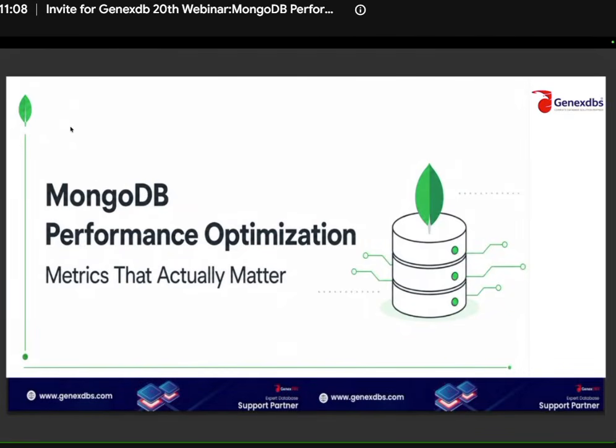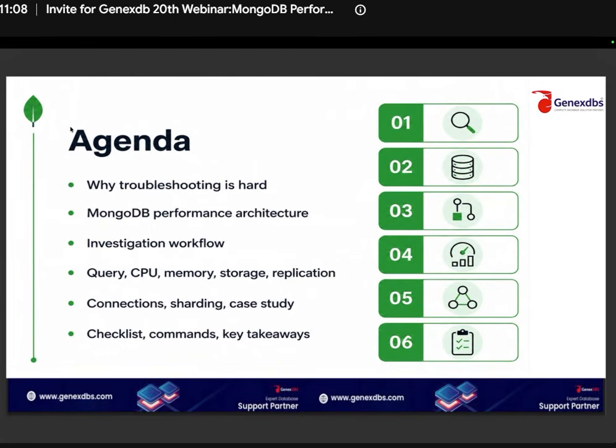Discuss the topic MongoDB Performance Optimization: metrics that actually matter. In this webinar, I will cover concepts like why troubleshooting is hard, MongoDB performance architecture, the investigation workflow, and different metrics: query metrics, CPU metrics, memory metrics, storage, replication, connection metrics, sharding metrics, and the case study of production scenarios, an optimization checklist, some of the important commands, and key takeaways.